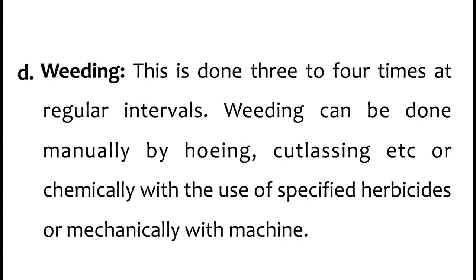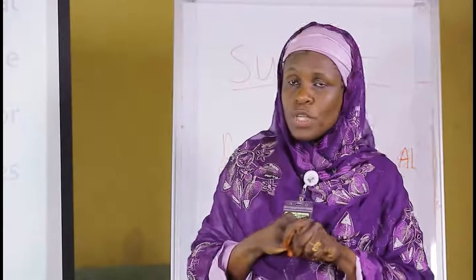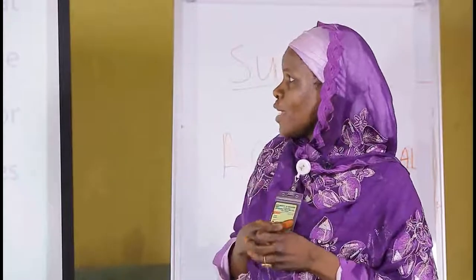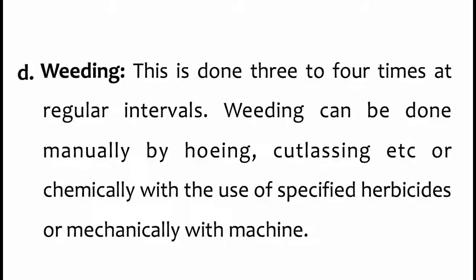The next one is weeding. This is done 3 or 4 times at regular intervals. After planting of your crops, you have to be weeding. Weeding is the removal of unwanted crops. So you have to be removing them at regular intervals, let's say 4 or 5 times.